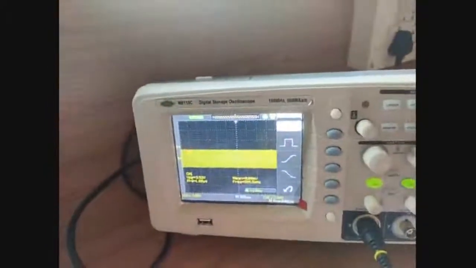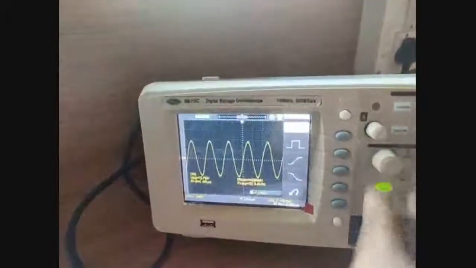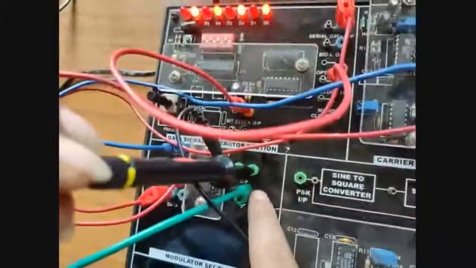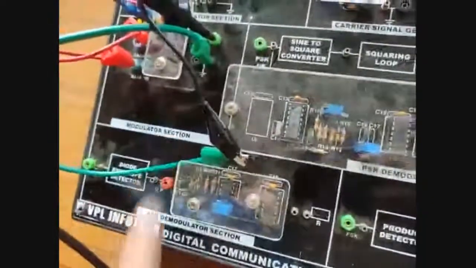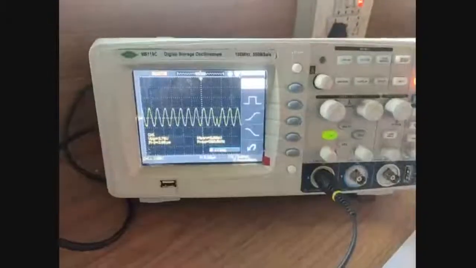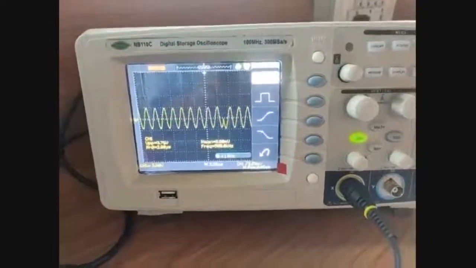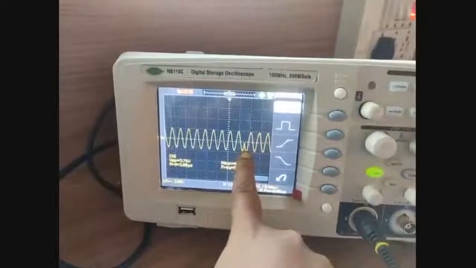This is the carrier signal. Then next we observe the output signal, that is the modulated signal, here at the output point of the modulator section. This is the PSK modulated signal. At this point you can see the phase shift.